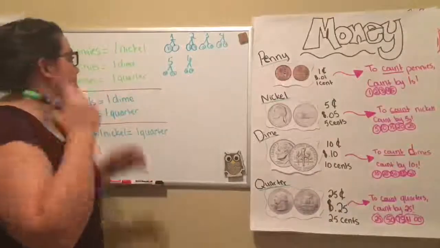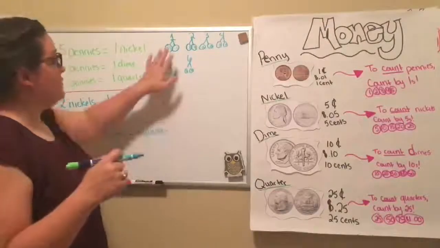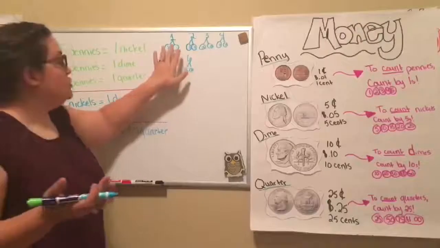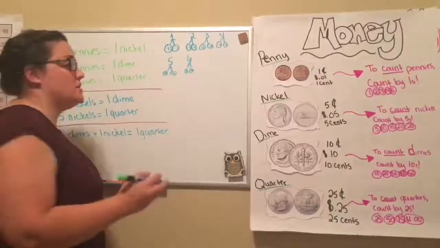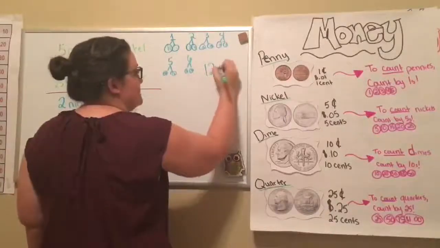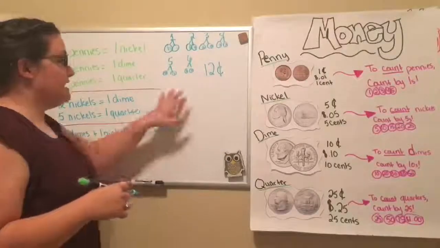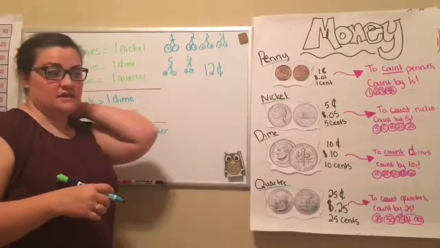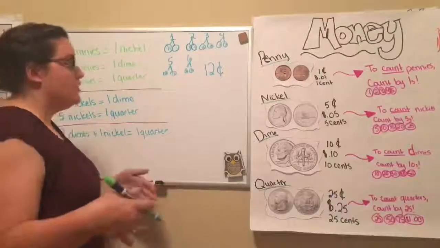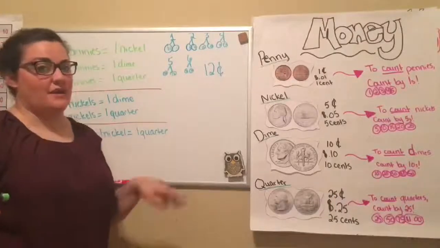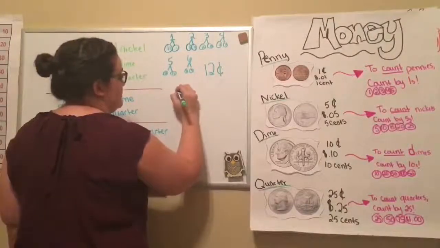Okay, so 1 cent per penny. So that means we can count by 2s. 2, 4, 6, 8, 10, 12. So he earned 12 cents by feeding people's goldfish. But then he took out his friend's trash for 5 cents a bag, and he took out 2 bags. So now he has 2 nickels that are 5 cents.